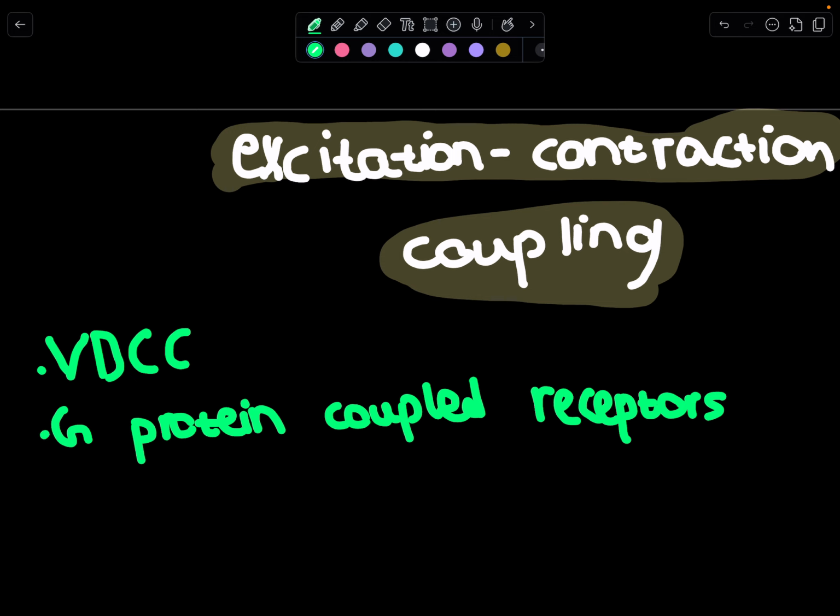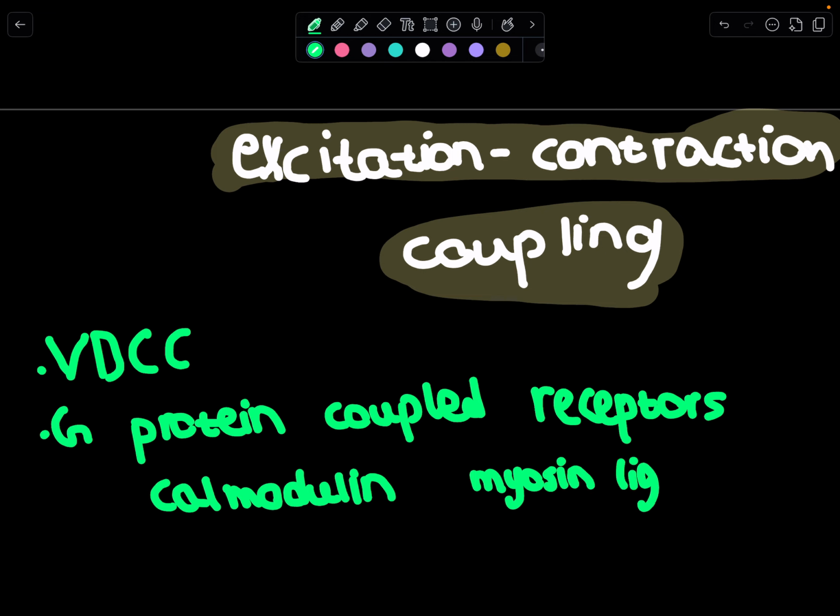Voltage-dependent calcium channels, VDCCs, on the muscle cell membrane open, letting calcium flood in from outside, while G-protein coupled receptors, GPCRs, activated by neurotransmitters like acetylcholine from parasympathetic nerves, trigger internal calcium release via signaling pathways like IP3. This calcium spike is the key.